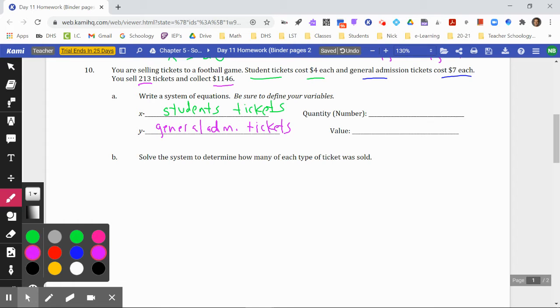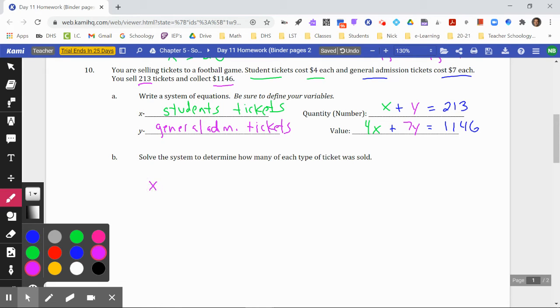So our quantity, or total number of tickets. Again, we don't know how many students, and we don't know how many general admissions, but we do know there's a total of 213 tickets that were sold. x plus y equals 213. And now for the cost, we know that they're $4 each, so 4x plus 7y, $7 for those general admission tickets, and they brought in $1,146.